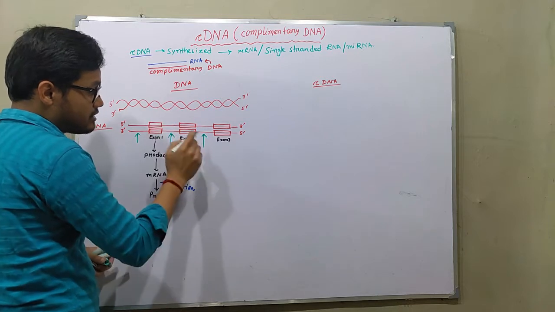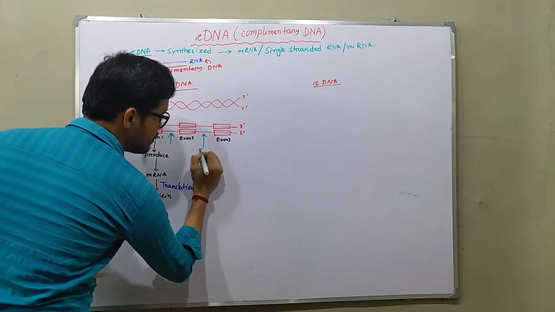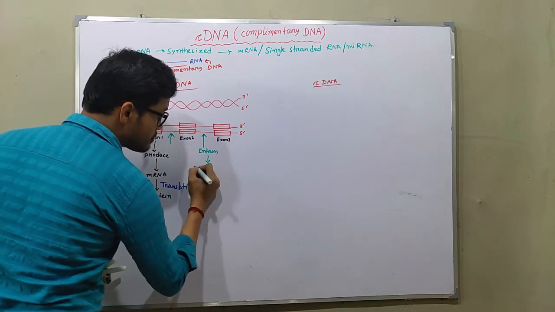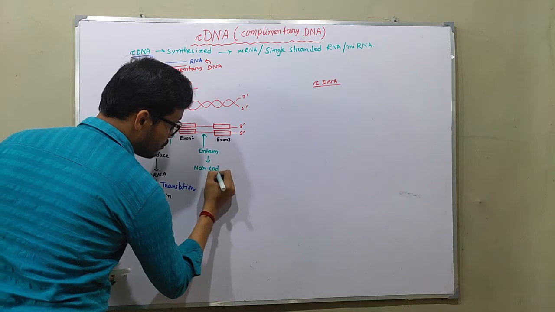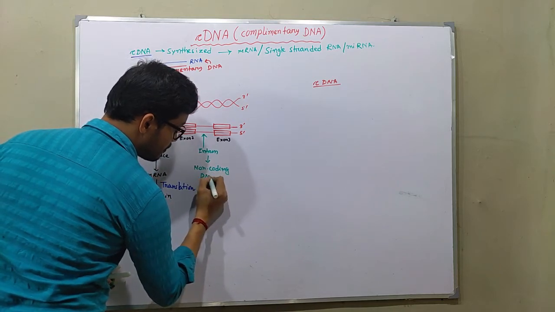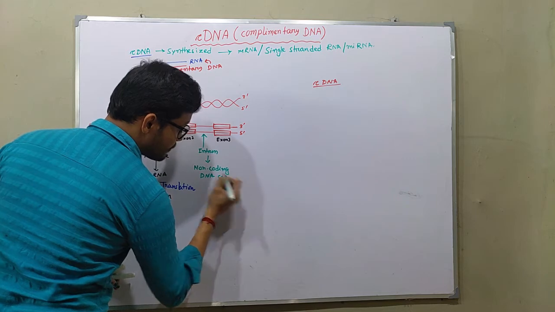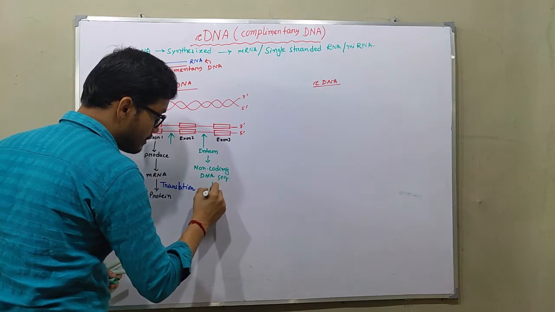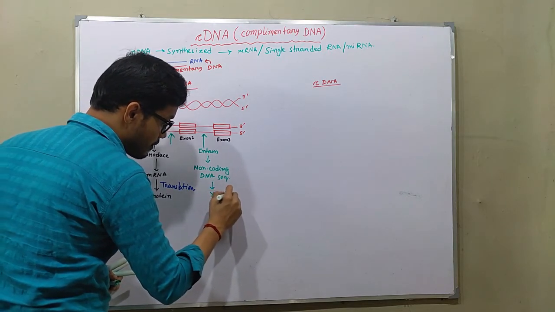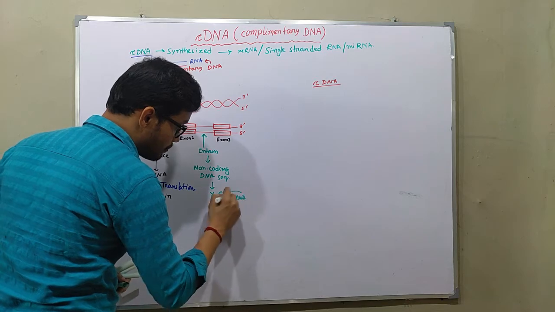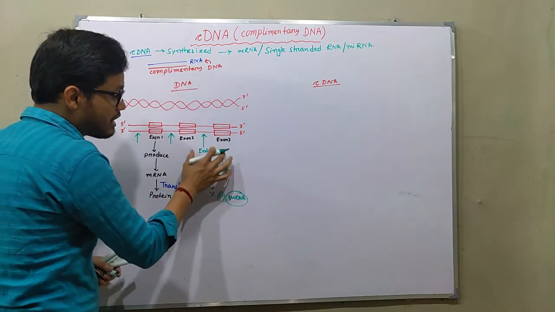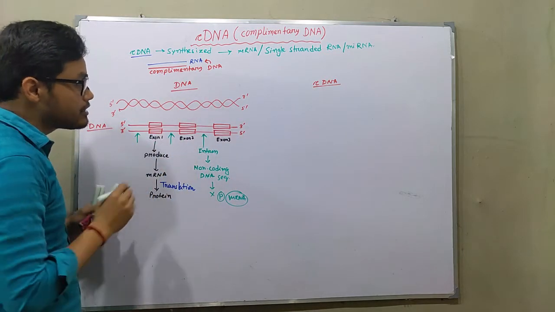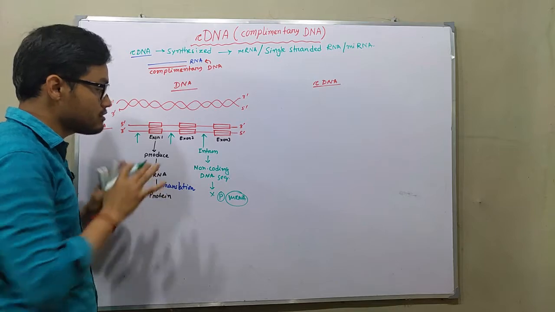Except for exons, there are other sequences like this and like this one. These green-marked segments are known as introns. Introns are non-coding DNA sequences, and we cannot get any mRNA or protein from them. So this whole structure is known as DNA, and DNA is made up of exons and introns.